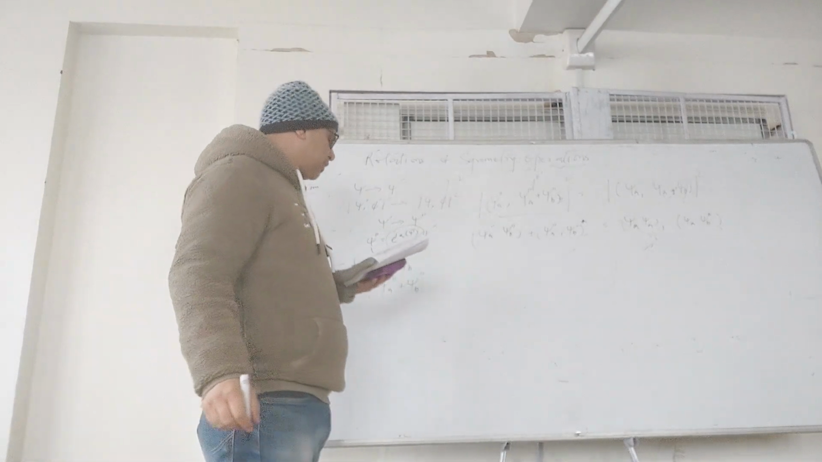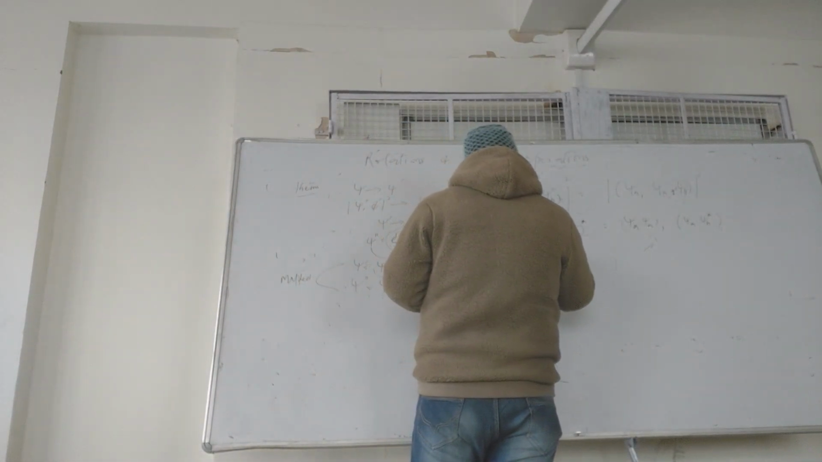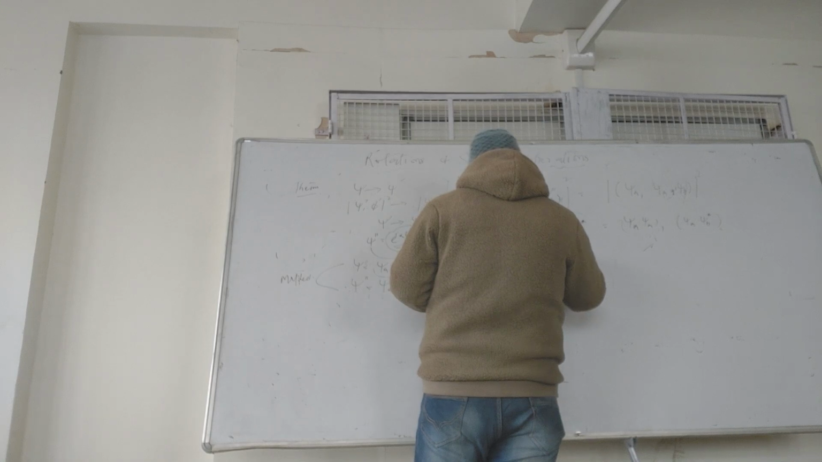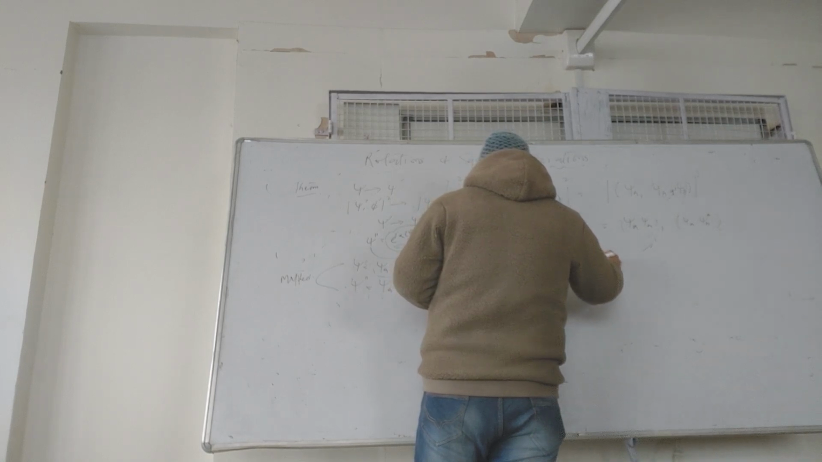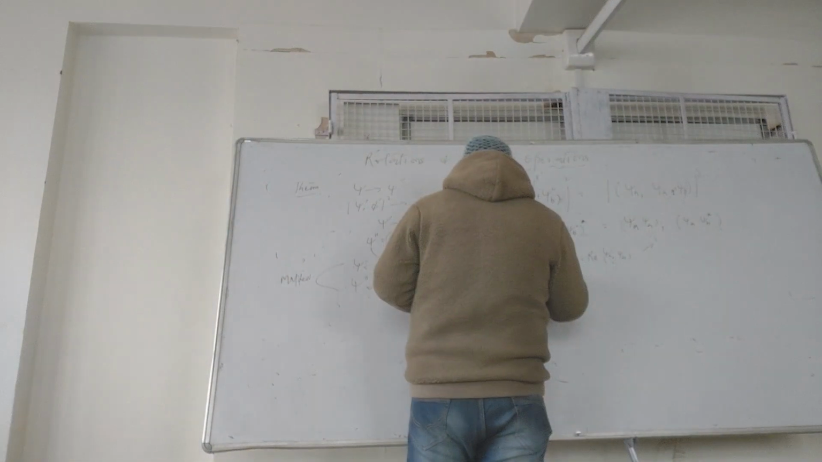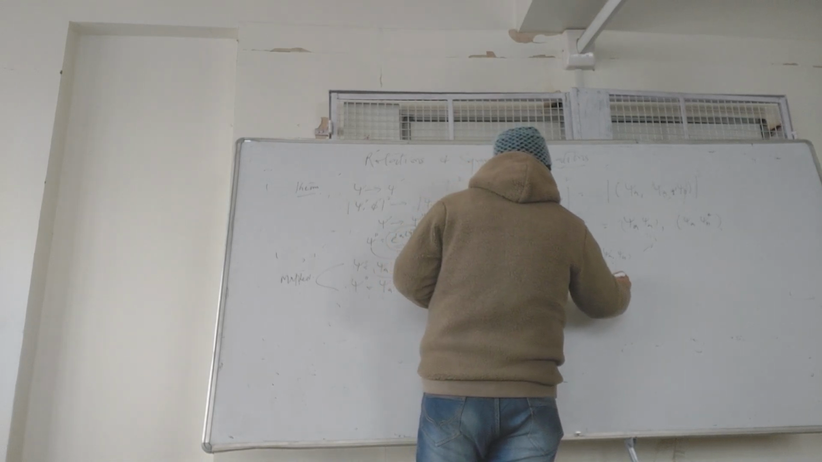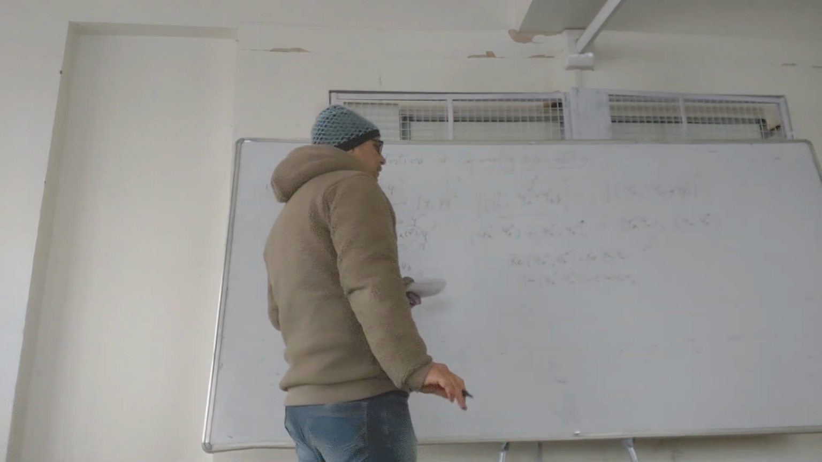So this is the property: the real part of psi a double prime psi b double prime is equal to the real part of psi a psi b. In the same way, the imaginary part of psi a double prime psi b double prime is equal to plus or minus the imaginary part of psi a psi b. So up to here it is fine.